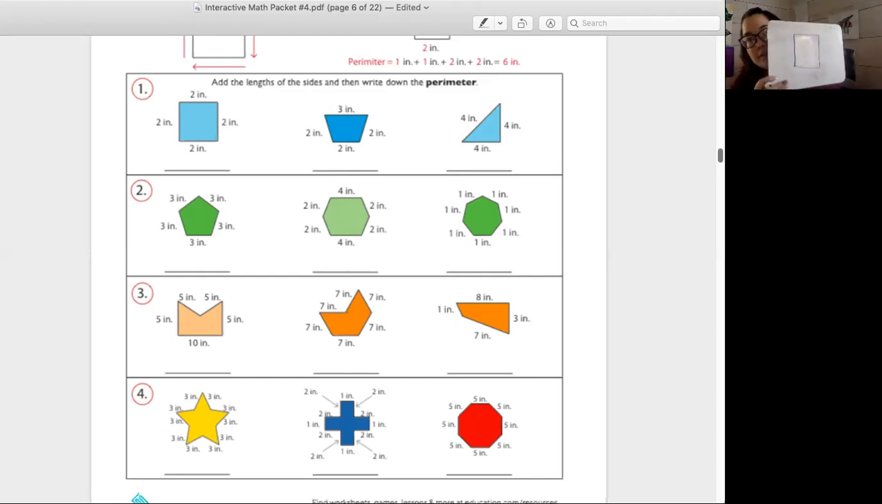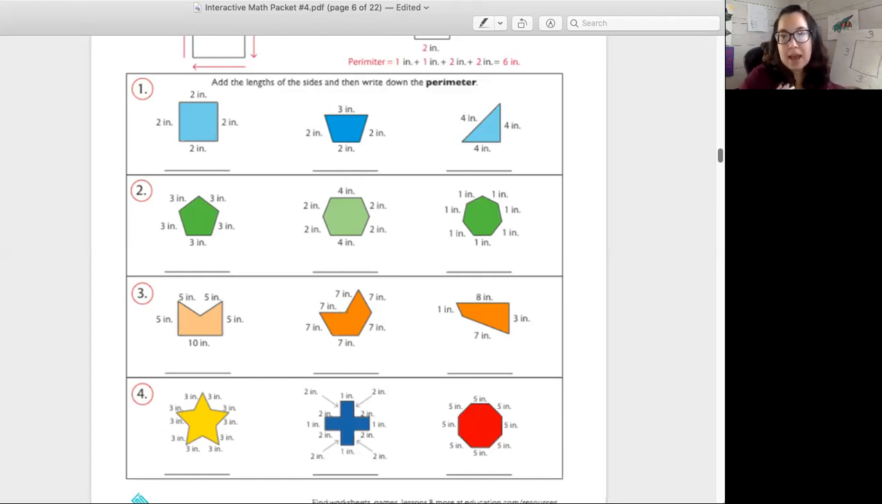I have a box here, okay? And I am going to say that my box is 3 inches long, and then it's 3 inches tall. So I have 3s all the way around here. Now my perimeter is going to tell me how big my box is around. So if I wanted to get a piece of yarn or a piece of ribbon and wrap my box with it, I would just measure everything on the outside.